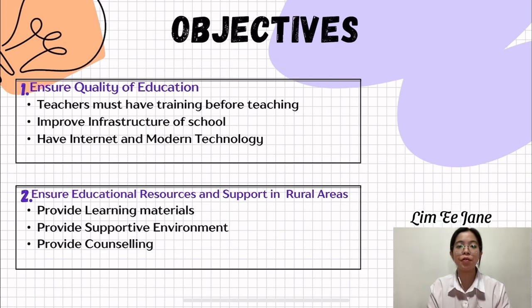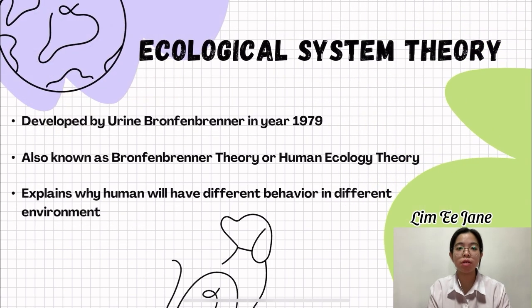Next is our theory part. The theory we chose was ecological systems theory. It was developed by Urie Bronfenbrenner, a famous Russian-American psychologist, in 1979. This theory is also known as Bronfenbrenner's theory or human ecology theory. It mainly explains why humans have different behavior in different environments.